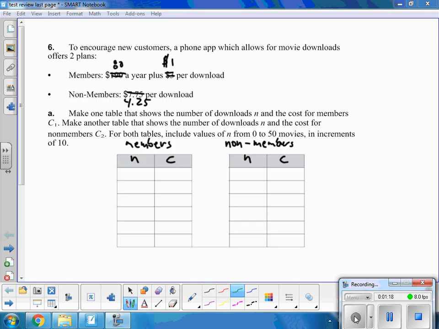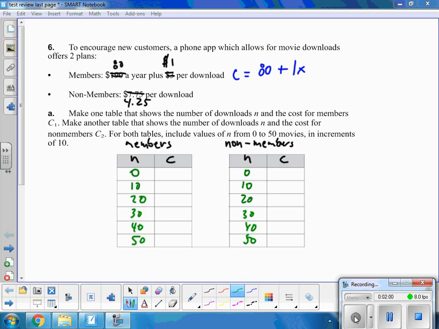Okay, let's take a look here at both tables. We're going to go from 0 to 50 movies in increments of 10, according to what this is asking. So 0, 10, 20, 30, 40, 50. Same over here: 0, 10, 20, 30, 40, 50. And I can build my equation off of this one. For members, my cost is going to be the $80 that I pay right away at the beginning plus $1 per download, so like 1x, and many of you will just write x for that.